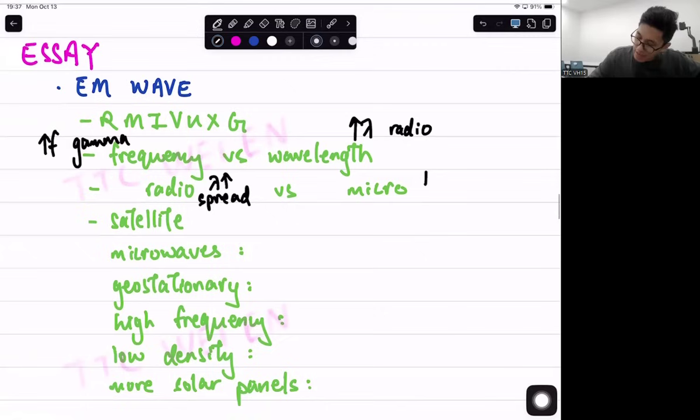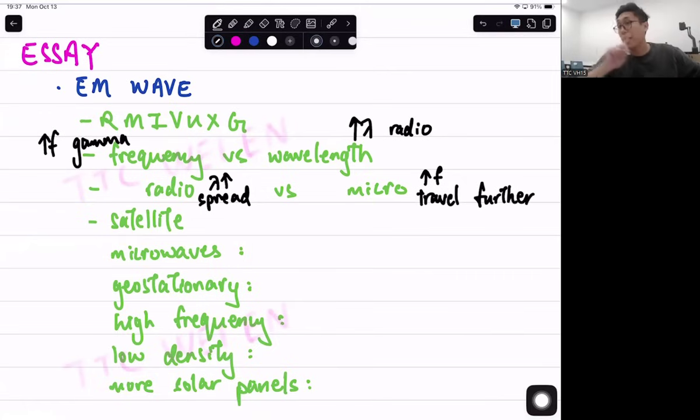Microwave is higher frequency, so it has more energy and can travel further, but it cannot spread. It is not good at spreading. Radio wave is good at spreading, but cannot travel far.